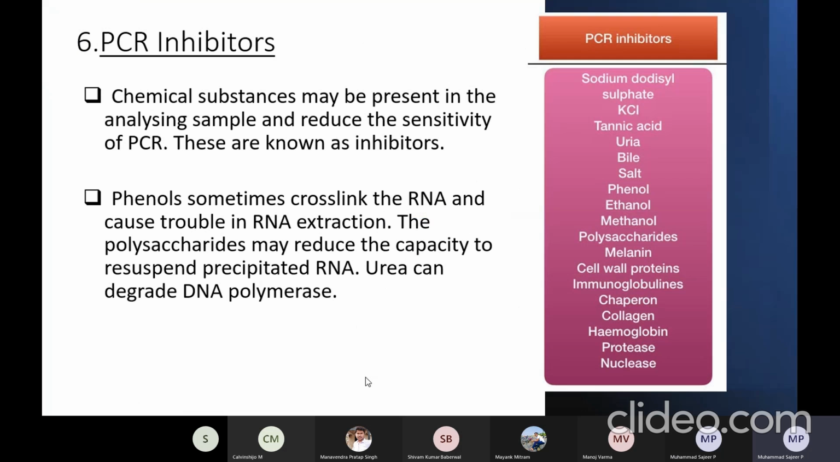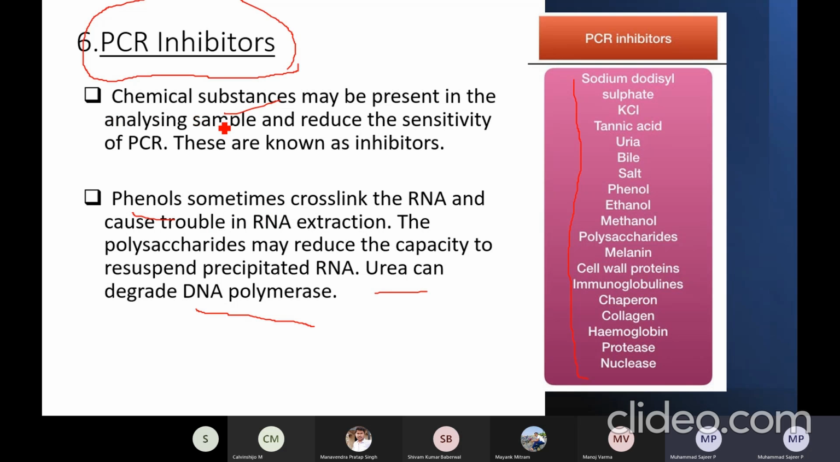And so let's go to PCR inhibitors. PCR inhibitors are chemical substances present in the sample being analyzed that reduce the sensitivity of PCR. Some examples of inhibitors are urea, salt, phenol, and ethanol, and all of these will reduce the specificity. For example, urea will degrade the DNA polymerase. Phenols will cross-link with the RNA and cause trouble in RNA extraction. That kind of thing is there. So we have to take care of these PCR inhibitors when designing things, and that's a challenge.